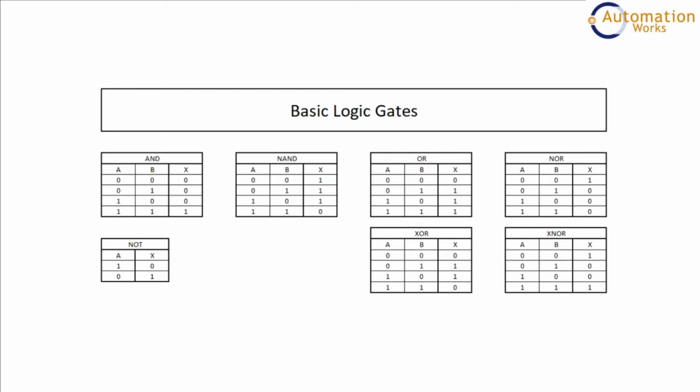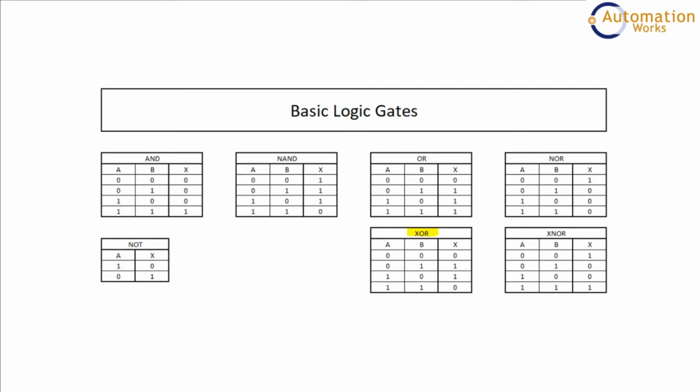The NOR gate, or the NOT OR gate. The NOT OR is the inverse of the OR gate, meaning that the outputs from the OR gate are inverted. So if you have a 0 from the OR gate, you will get a 1 from the NOR gate, and if you get a 1 from the OR gate, you get a 0 from the NOR gate.